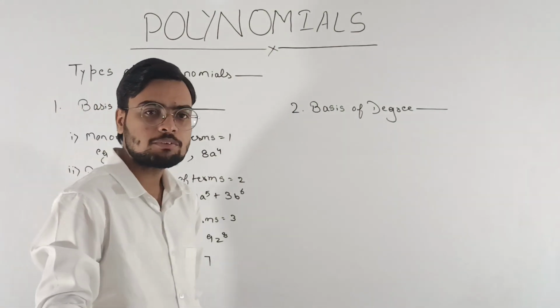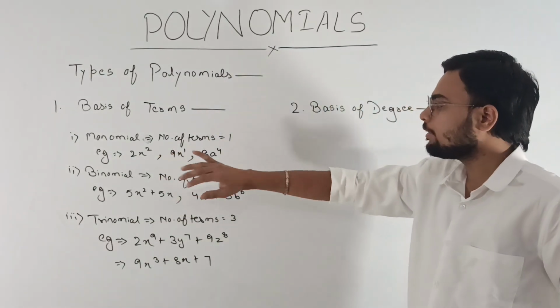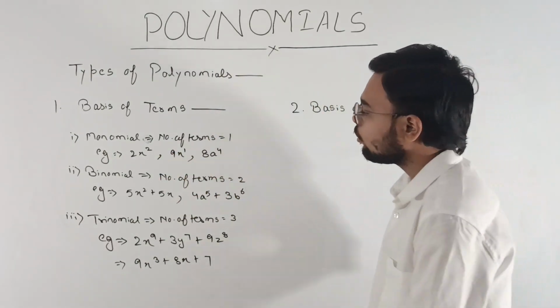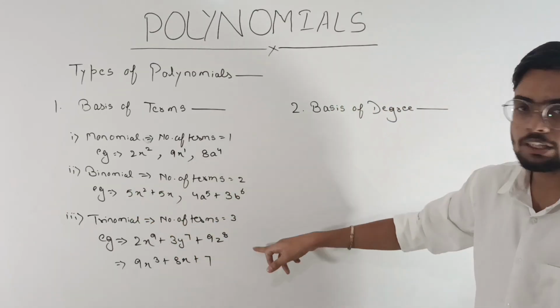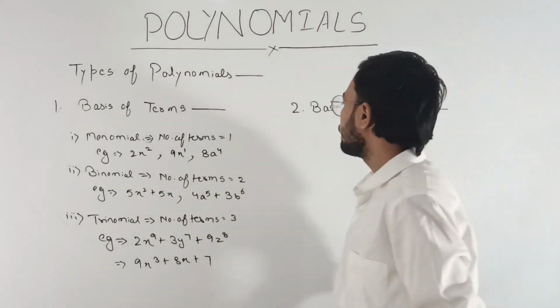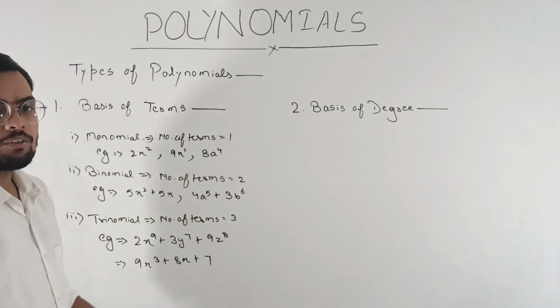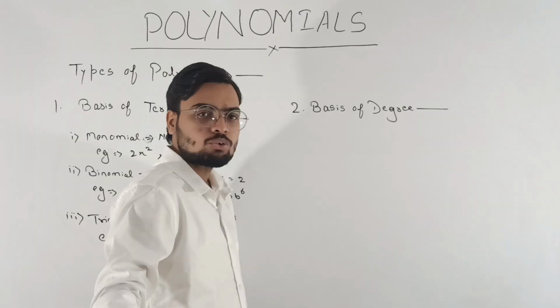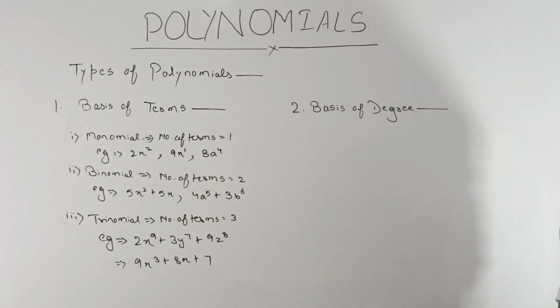Understood? On the basis of terms, there are 3 types of polynomials. First is monomial, when number of terms is 1. Second one is binomial, when number of terms is 2. Third one is trinomial, when number of terms is 3. Okay, understand? Now look, second one, on the basis of degree. On the basis of degree, polynomials are divided into 5 types.